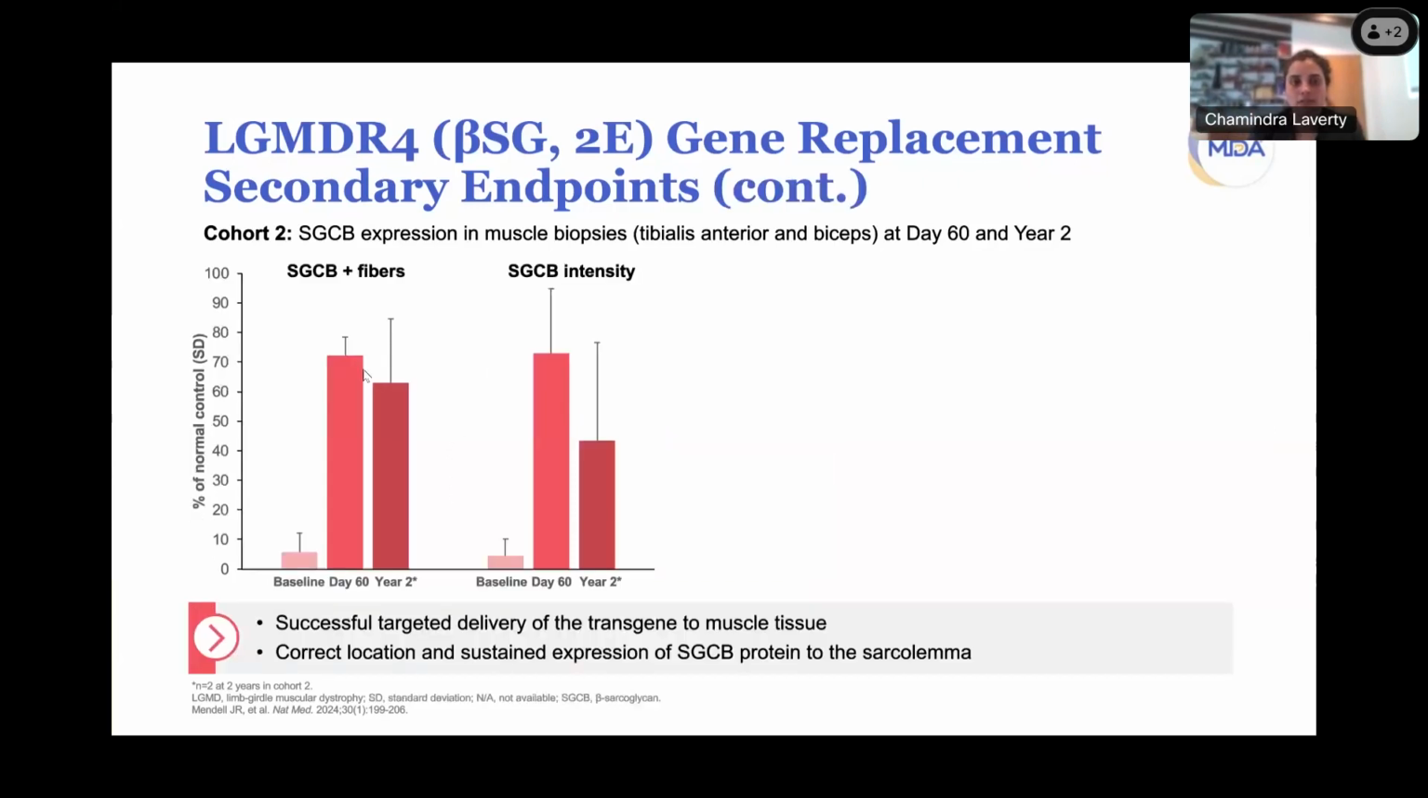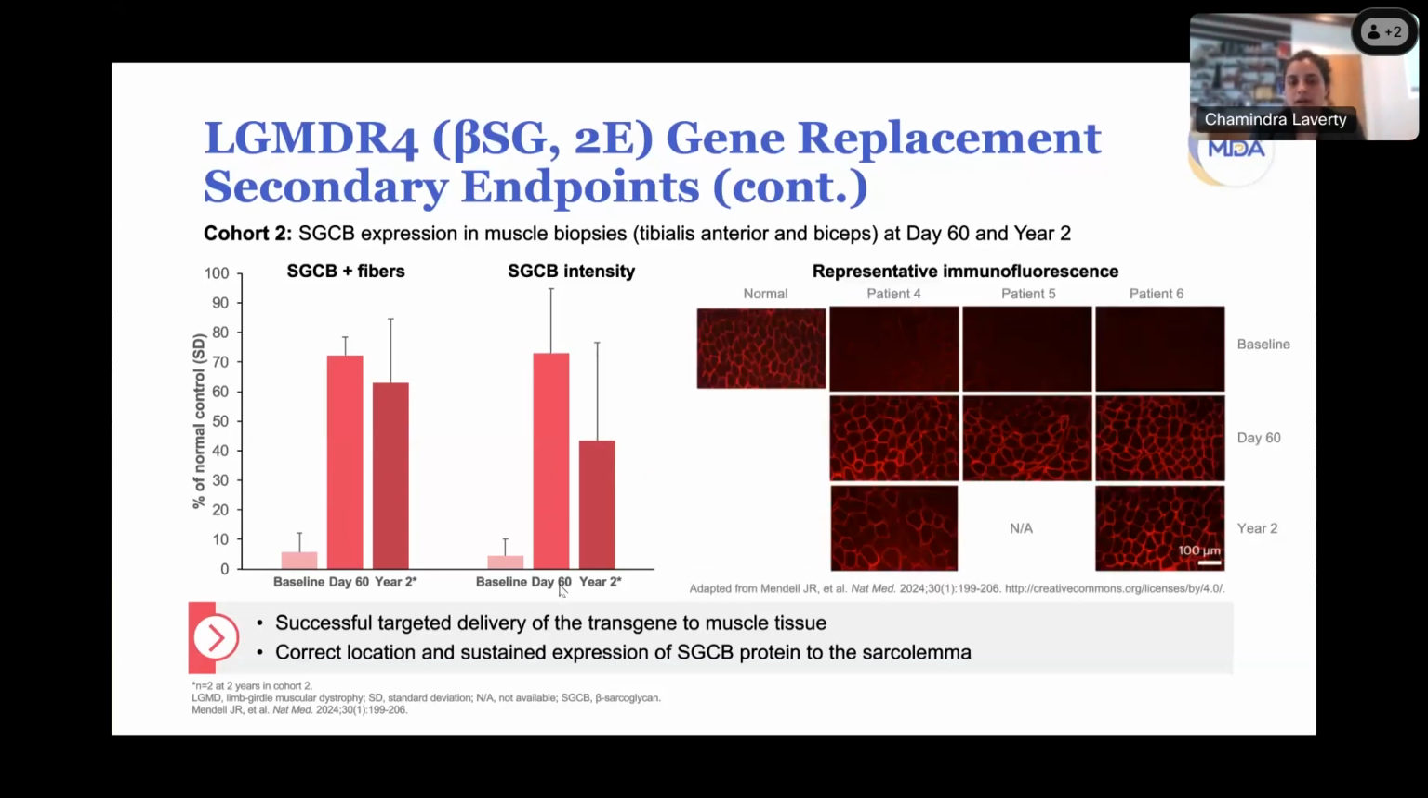And here are the beta sarcoglycan percent positive fibers. It went from very few positive fibers demonstrating beta sarcoglycan to approximately 70%, and it dipped down slightly to about 65% positive fibers by year 2. And the intensity also similarly was elevated, much more than baseline, and there's a slight decline between 2 months and 2 years. These are the actual corresponding slides of immunofluorescence staining.